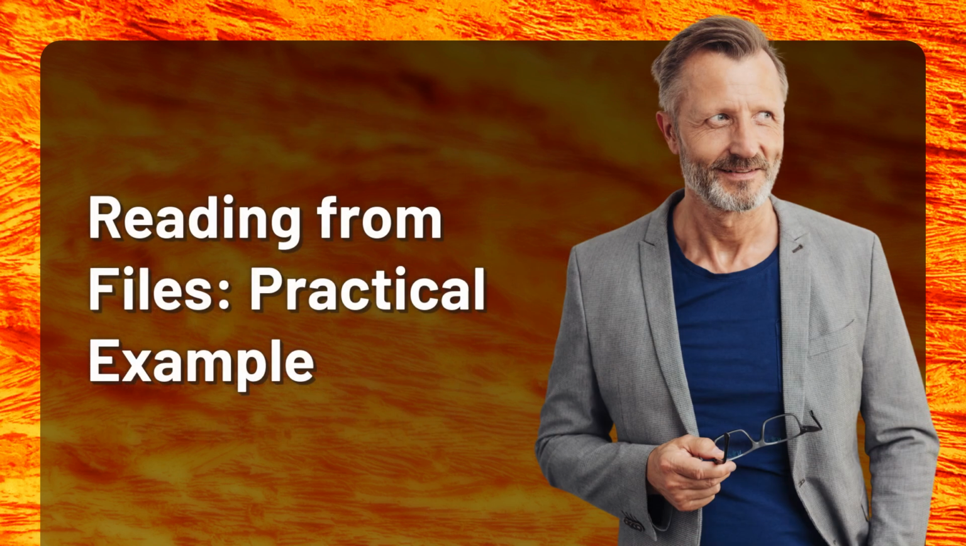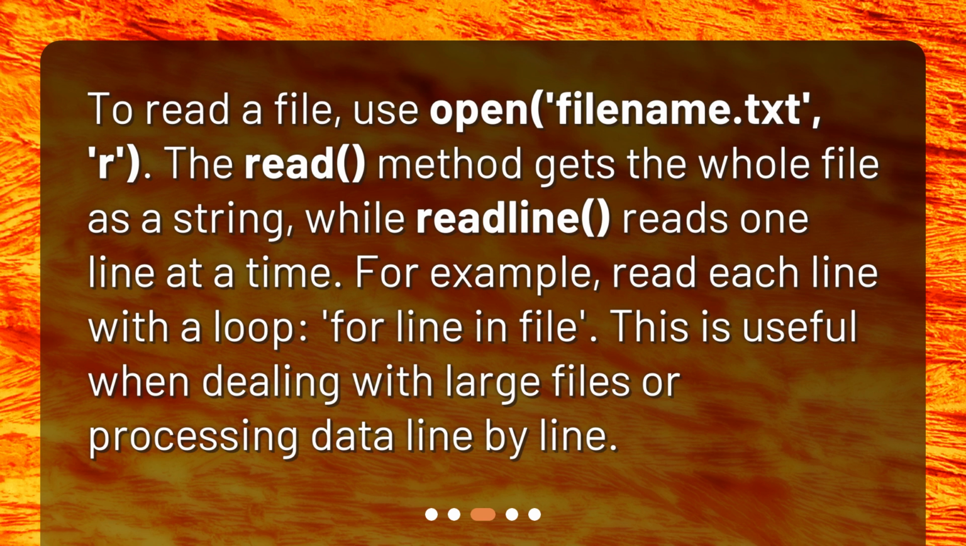Reading from files, practical example. To read a file, use open('filename.txt', 'r'). The read method gets the whole file as a string, while readline reads one line at a time. For example, read each line with a loop: for line in file. This is useful when dealing with large files or processing data line by line.